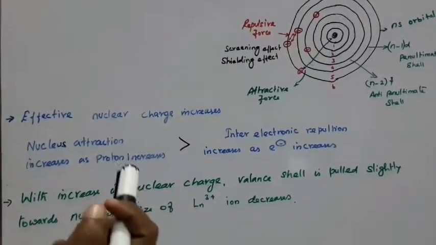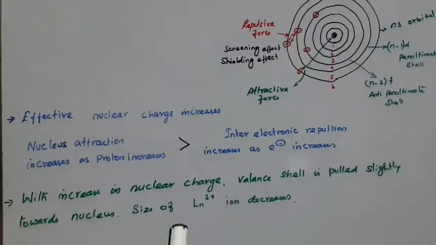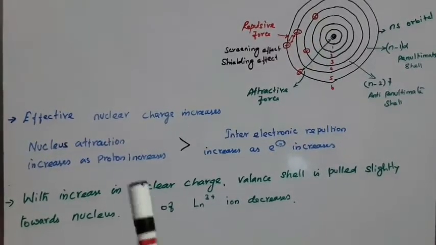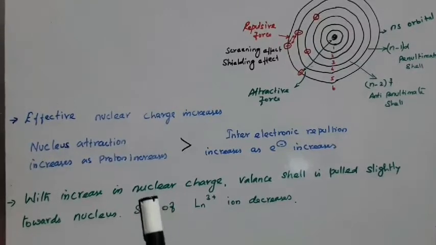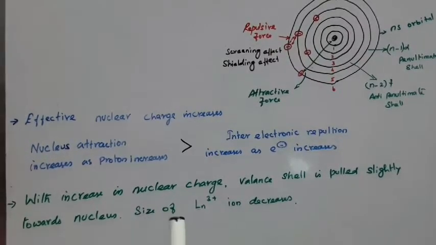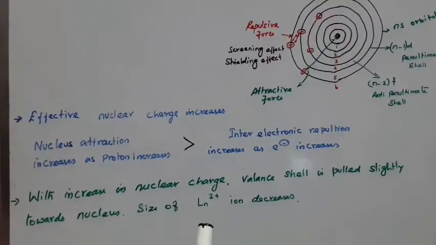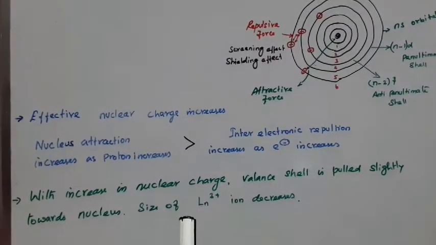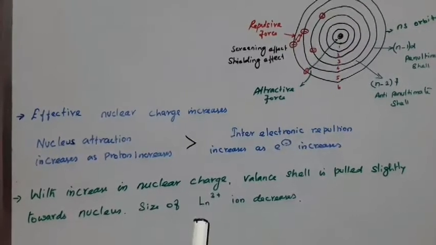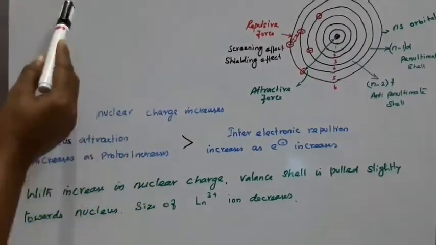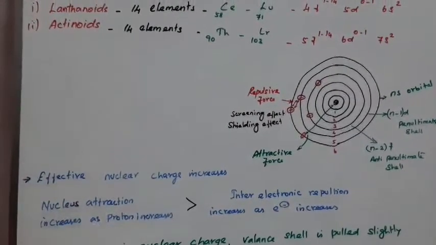So due to the poor shielding of 4f electrons, the attraction of the nucleus increases and hence the ionic radii decrease, okay. That is called the lanthanide contraction, okay. So what's happening because of this lanthanide contraction is that it has a consequence: the similarity of atomic and ionic radii, okay.